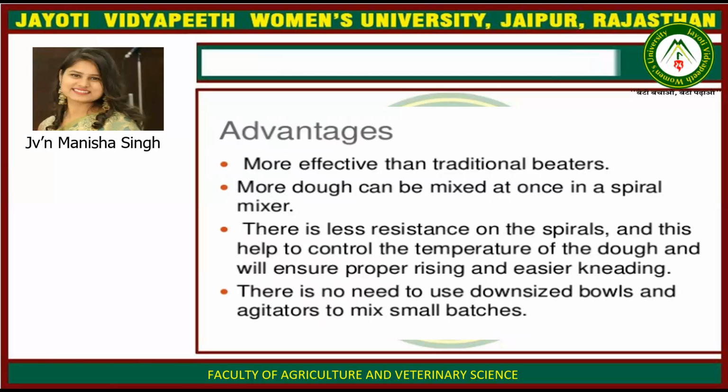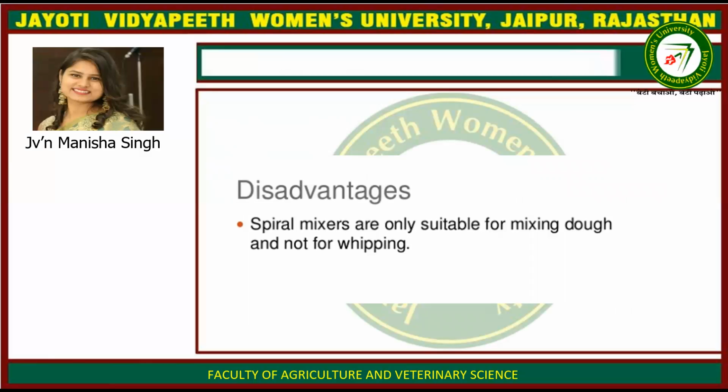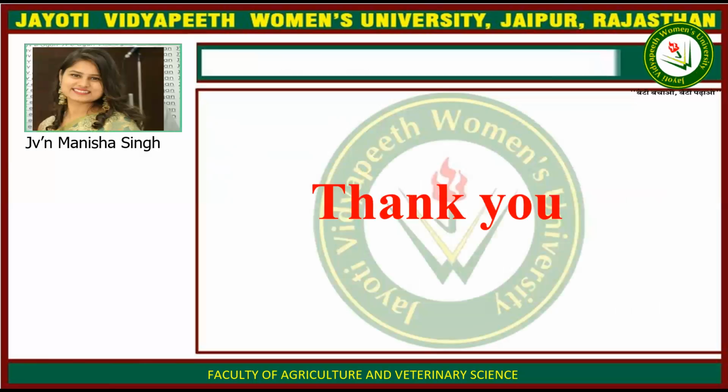Advantages are that they are more effective than the traditional beater. More dough can be mixed at once in a spiral mixer. There is less resistance on the spirals and this helps to control the temperature of the dough and will ensure proper rising and easier kneading. There is no need to use downsized bowls and agitators to mix small batches. Disadvantages are that they are only suitable for mixing dough and not for whipping.